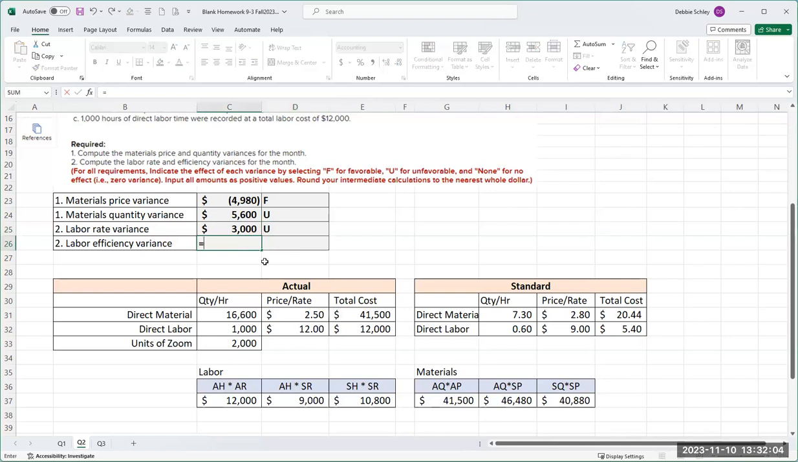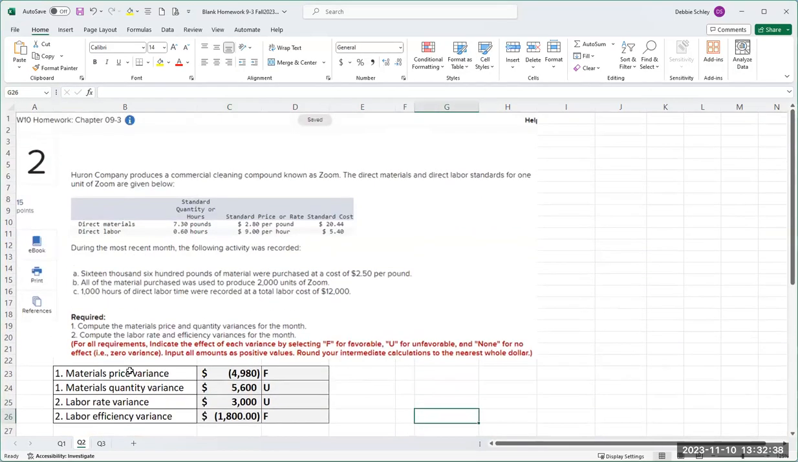Labor efficiency variance. Again, that's the middle minus the last one. So that's AH times SR minus SH times SR. And see, this is our actual hours, this is our standard. So what actually happened was less than what we thought was going to happen, and so that is favorable. Okay, so that was question 2.